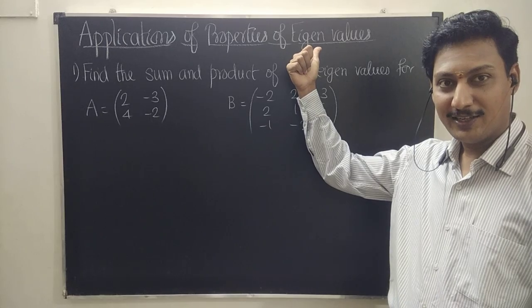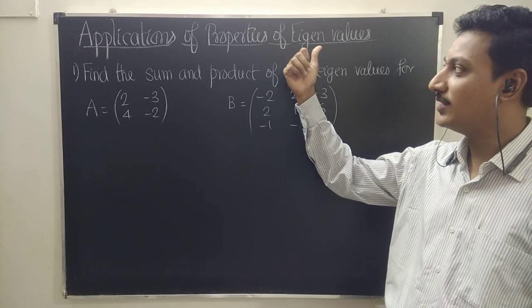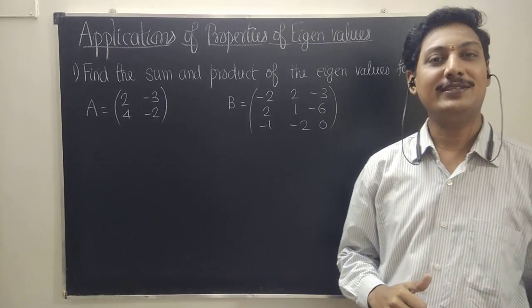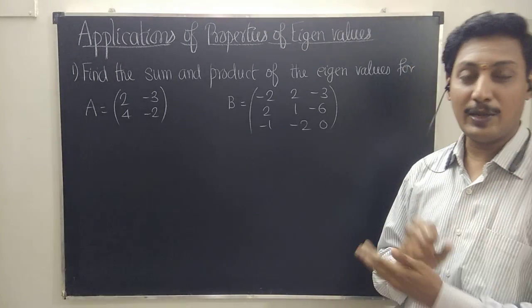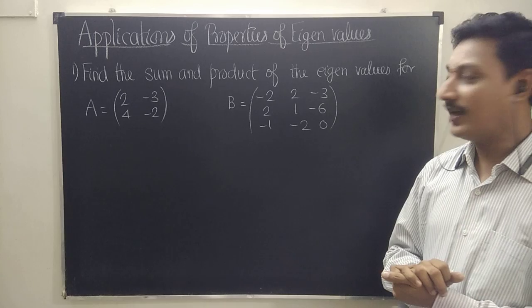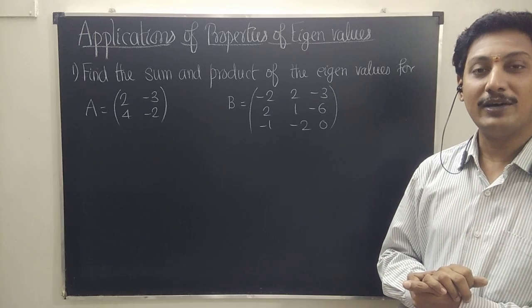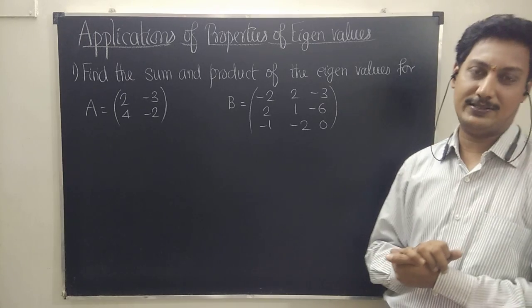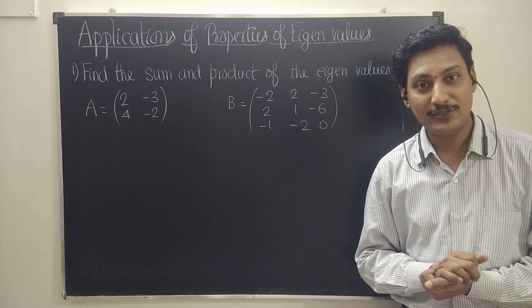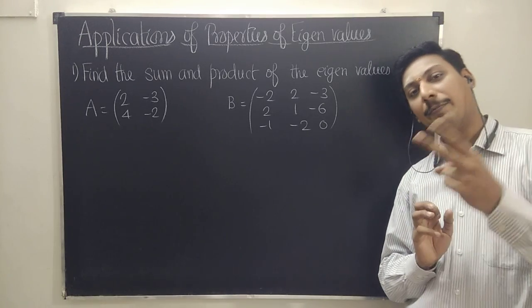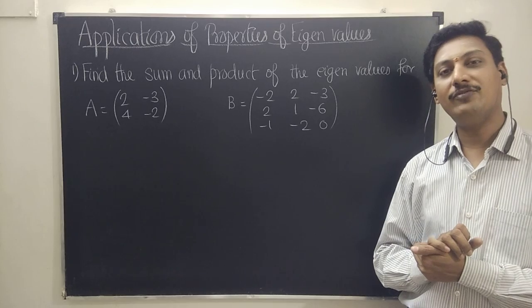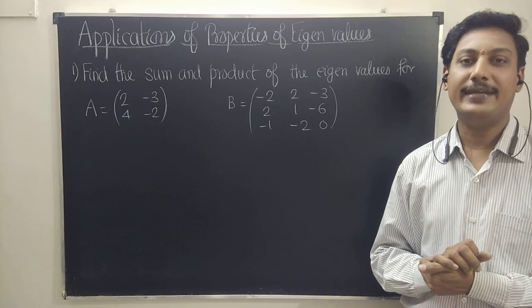Very interesting. One more application: the applications of properties of eigenvalues and eigenvectors. The very first property is that the sum of the eigenvalues is equal to the sum of the leading diagonal elements. And the second property is that the product of the eigenvalues is its determinant.